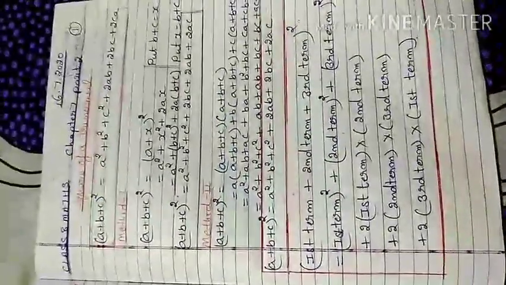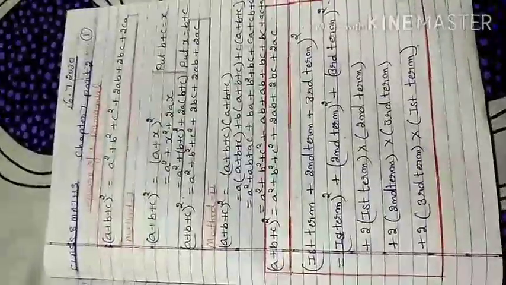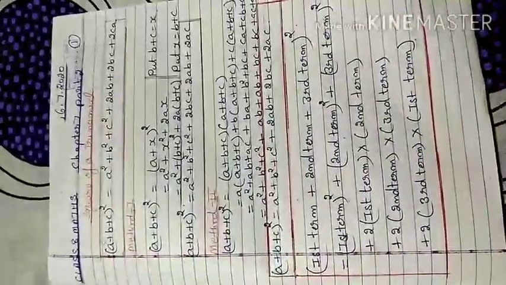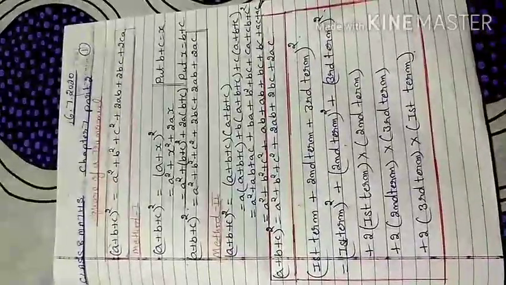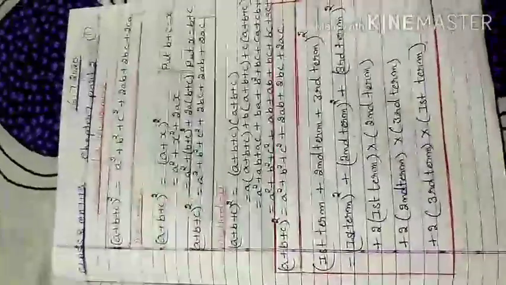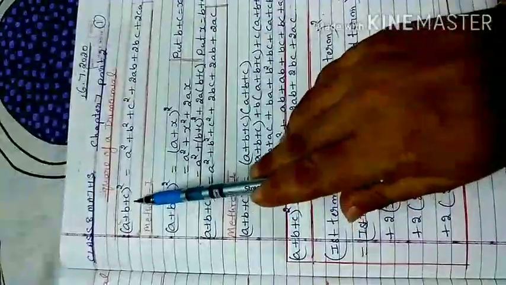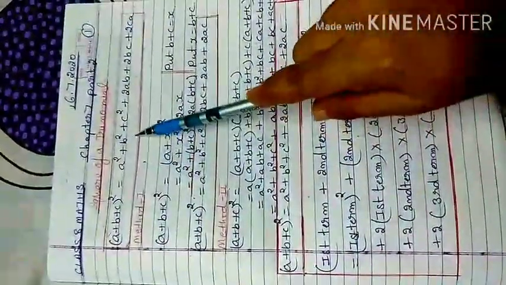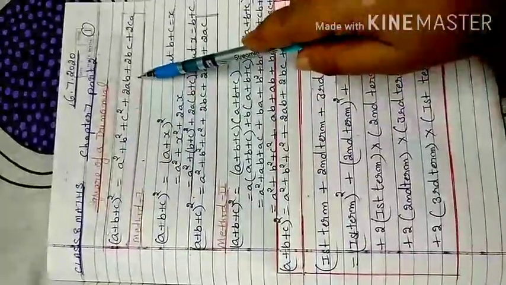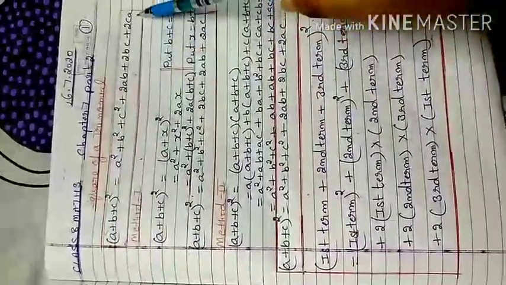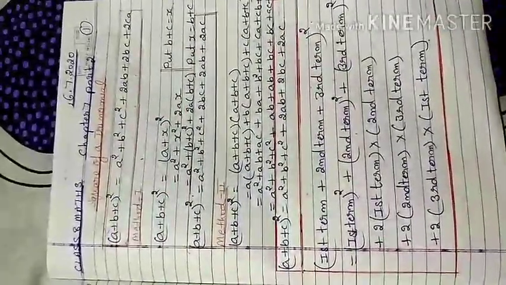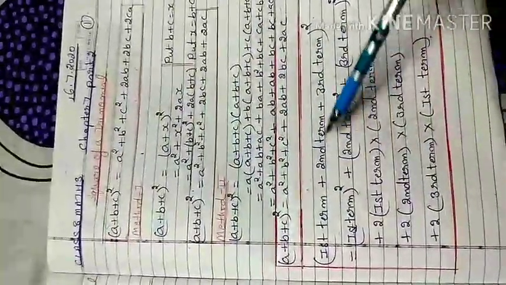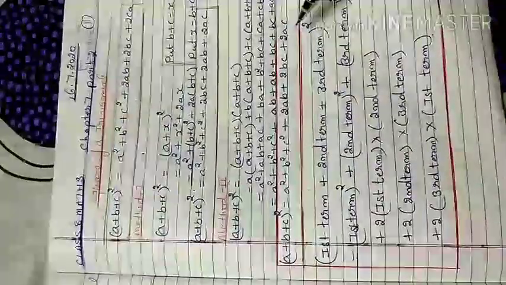In the third part of this exercise, we will deal with trinomials. If we have the square of a trinomial, then what will we do? If I have (a plus b plus c) whole square, that means a square plus b square plus c square plus 2 times ab plus 2 times bc plus 2 times ca. This is my identity. So that means first term plus second term plus third term is given to you.